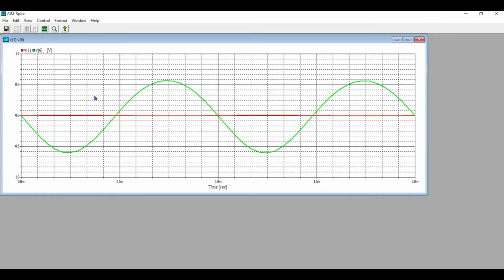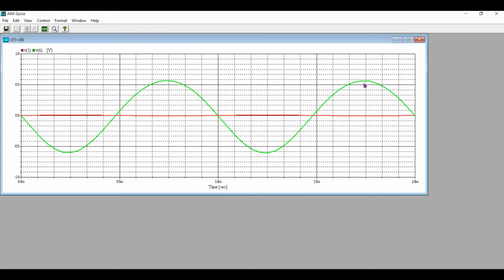The green one is the output and the red one is the input. With respect to the output, the input is very small because it is in the 10 millivolts range. Therefore, it is not coming in the scale because it is very small as compared to the output waveform.